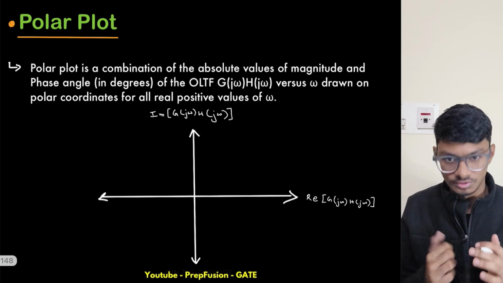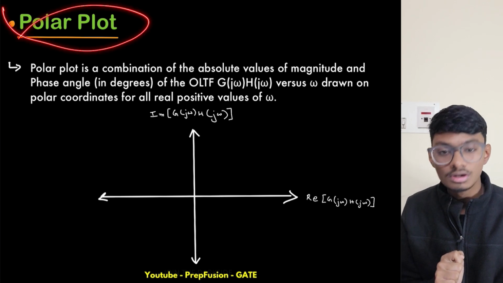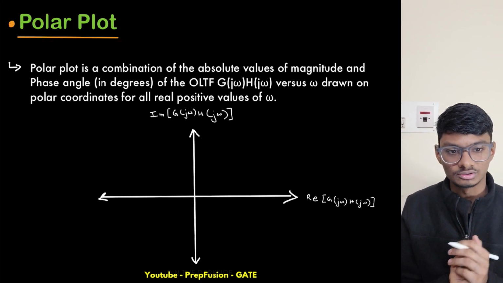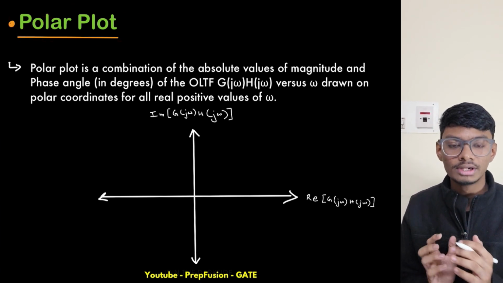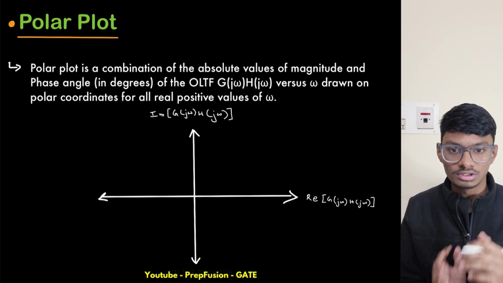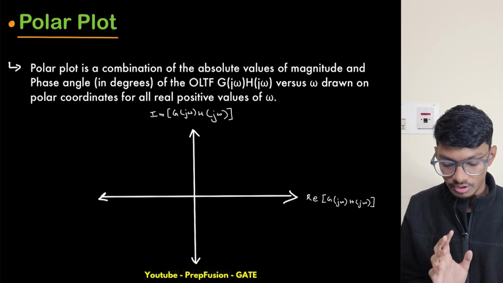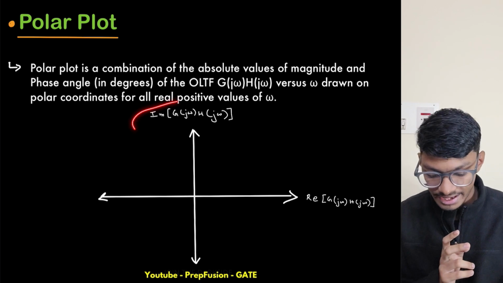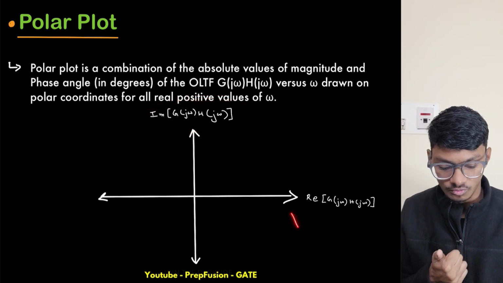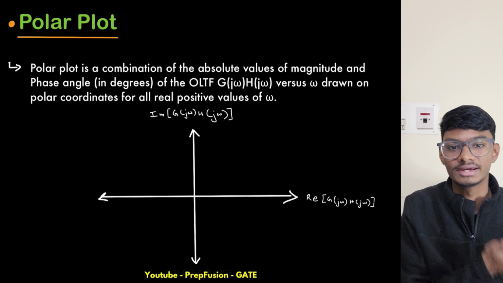Now in this lecture, what will we study? We'll study the polar plot. What is a polar plot? As I gave you a brief overview, the polar plot is plotted for all the positive frequencies, and it is plotted with respect to two axes: the imaginary part of G(jω)H(jω), and the real part of G(jω)H(jω).